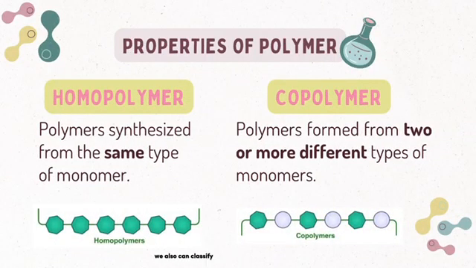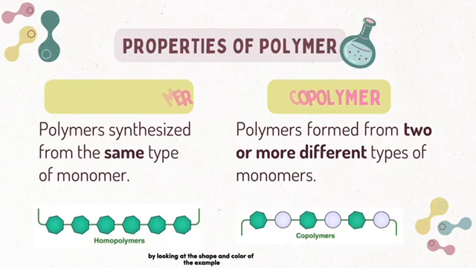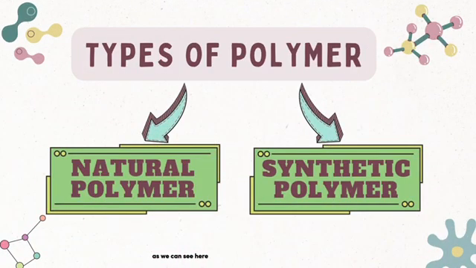We can also classify polymers by looking at the composition. We have homopolymer and copolymer. A homopolymer is a polymer synthesized from the same type of monomer, while a copolymer is a polymer formed from two or more different types of monomers. We can see the difference between homopolymer and copolymer by looking at the shape and color of the example. As we can see here, there are two types of polymer, which are synthetic polymer and natural polymer.